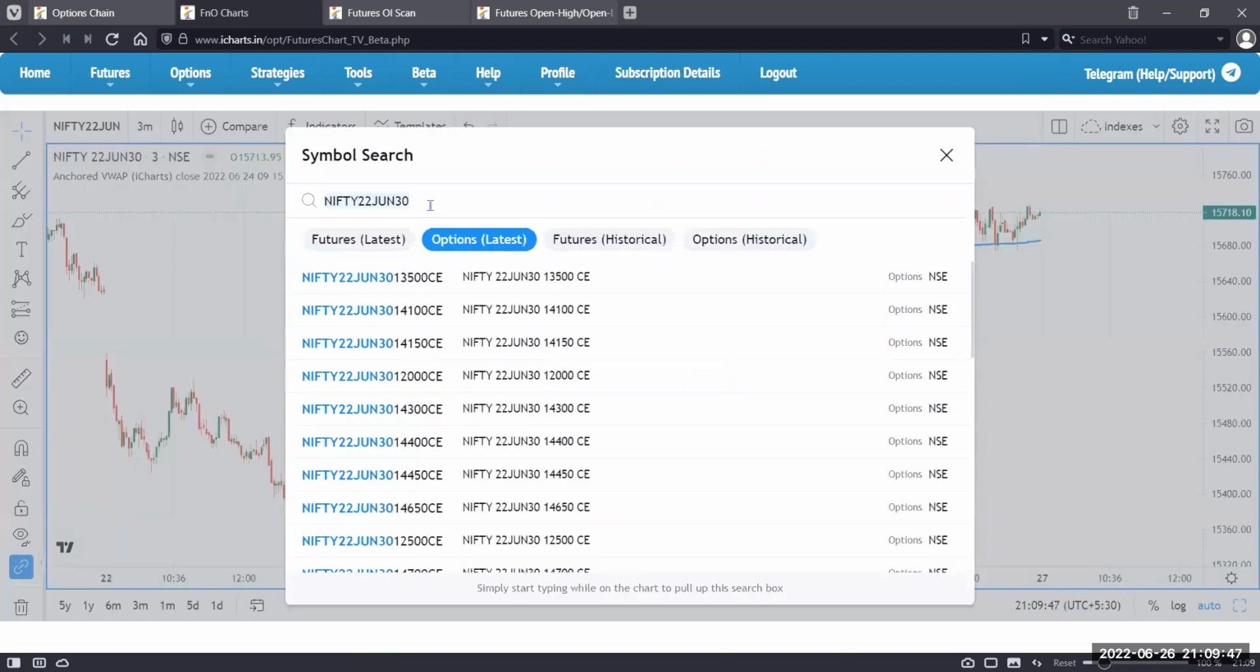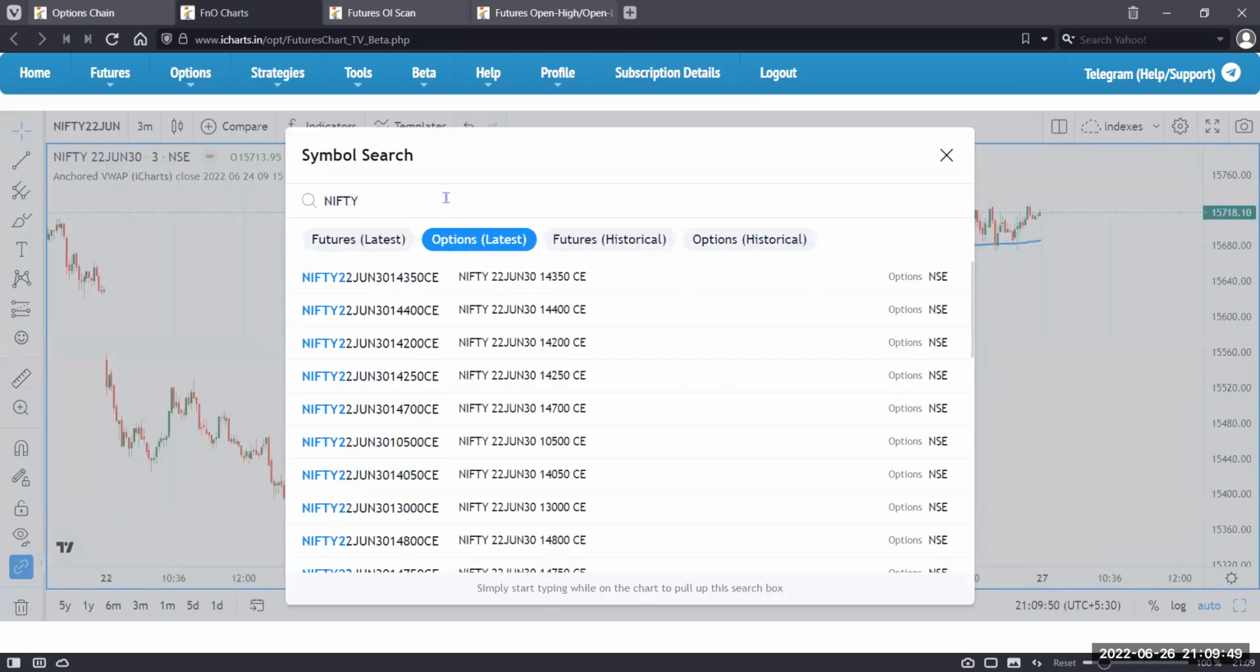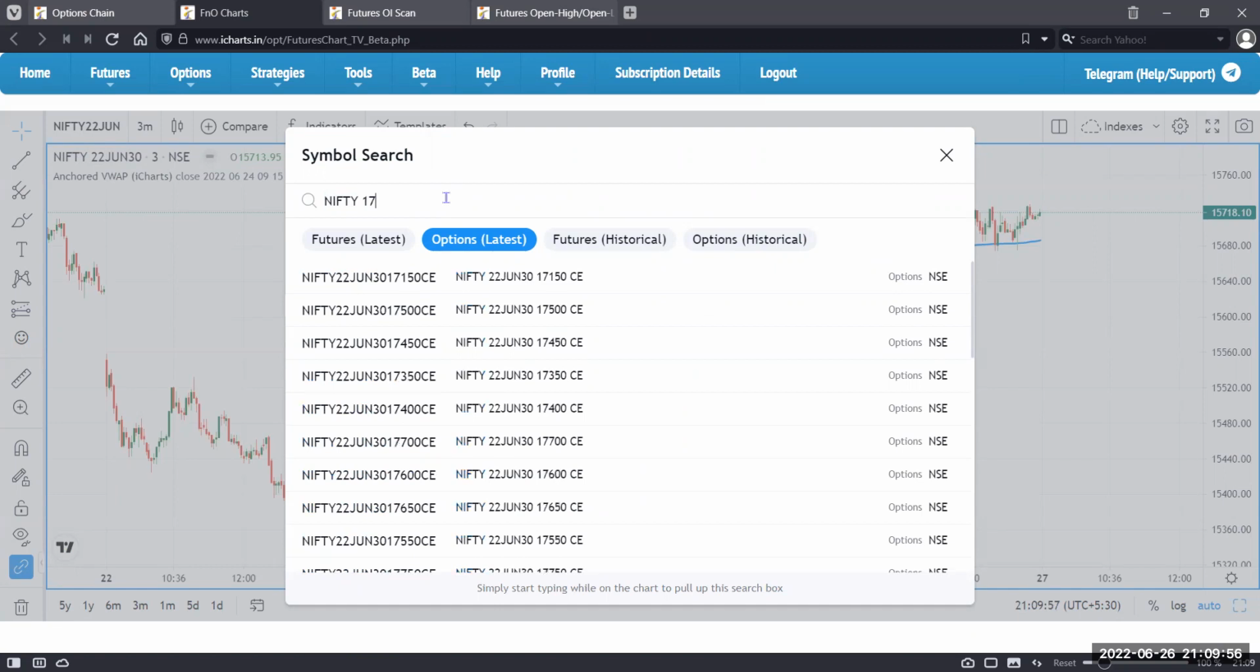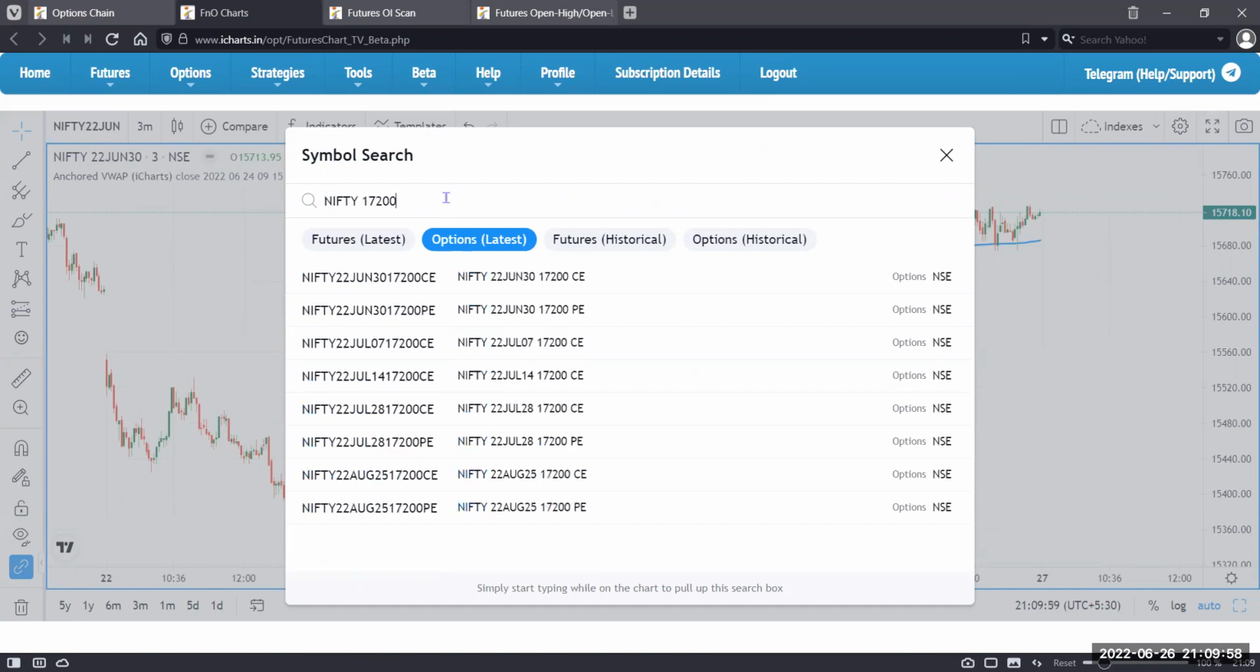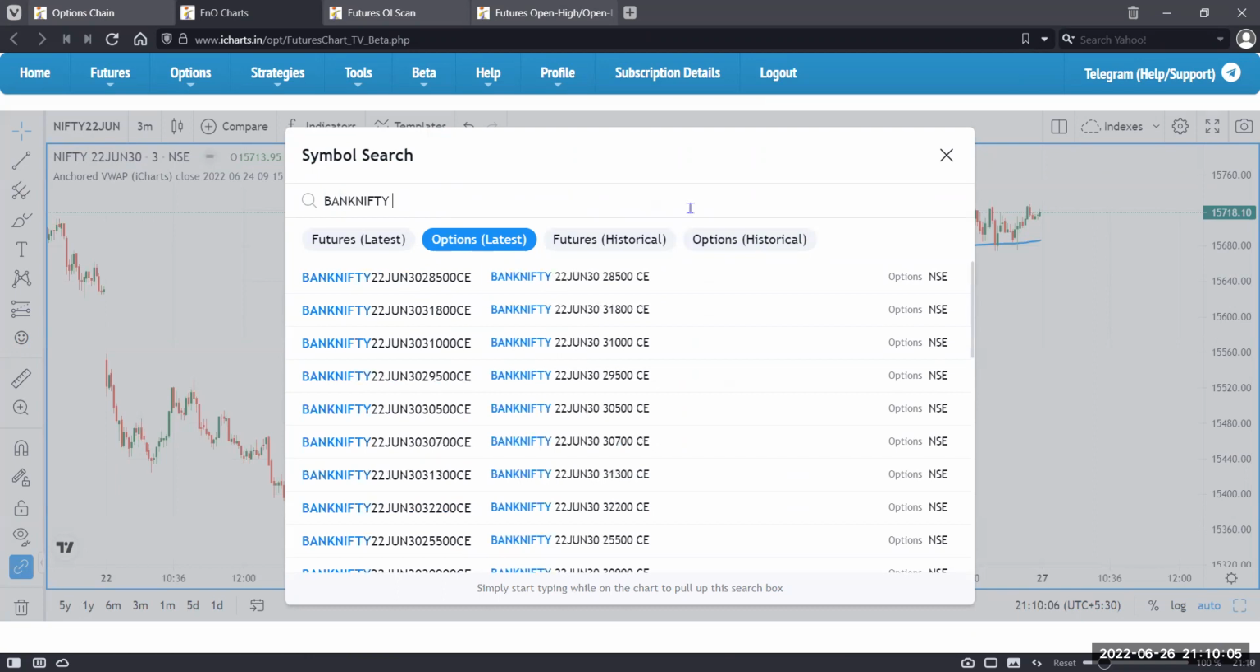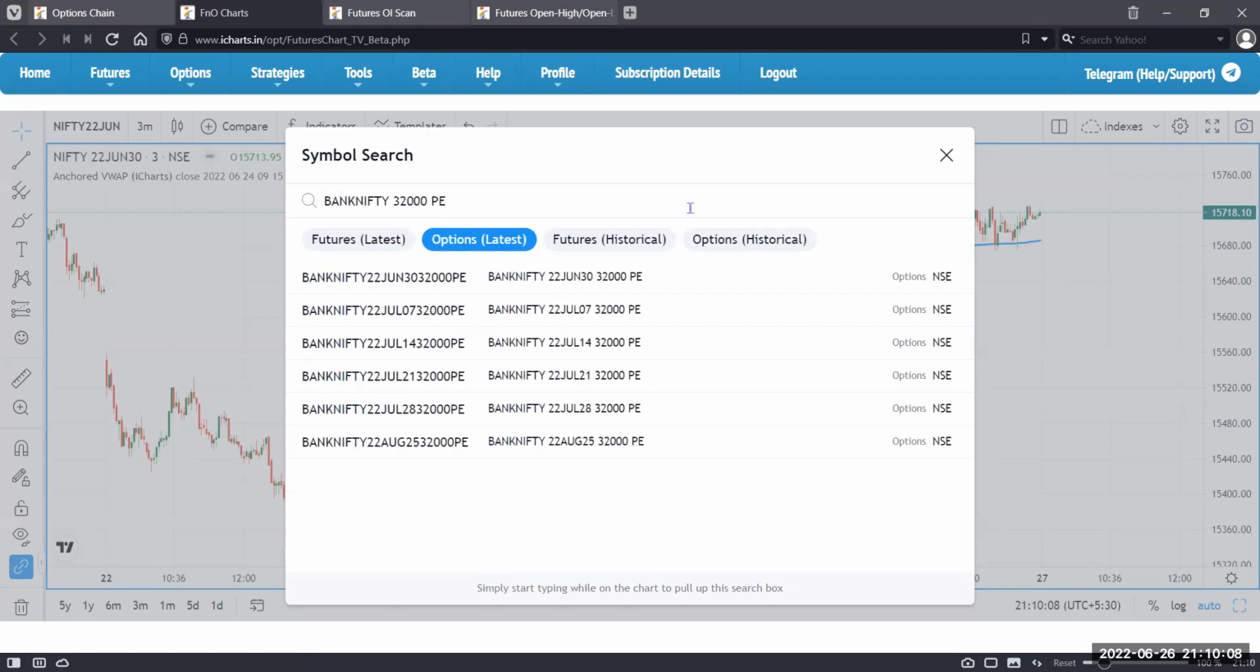Okay, as I was saying, what you can do is, if you know the strike, then just type this way and then the strike, whatever it is, say 17, whatever. So do this. Go with click option latest. So whichever far strikes, let me say Bank Nifty, say 32,000 P. You can do this. So you will get nearby whatever, June 30th, July 7, July 14, of all for the same strikes.